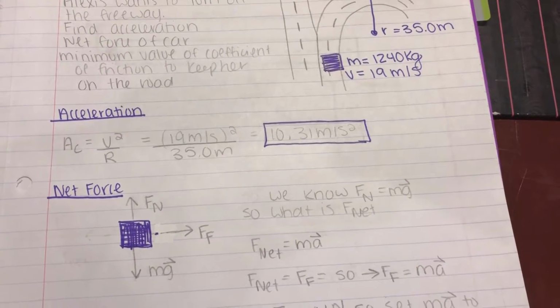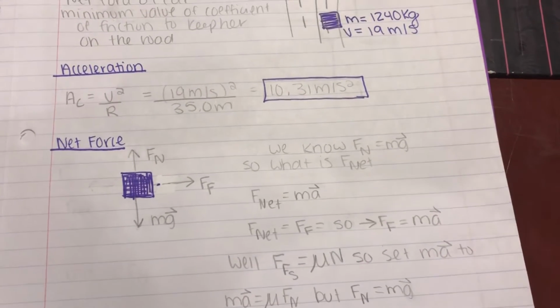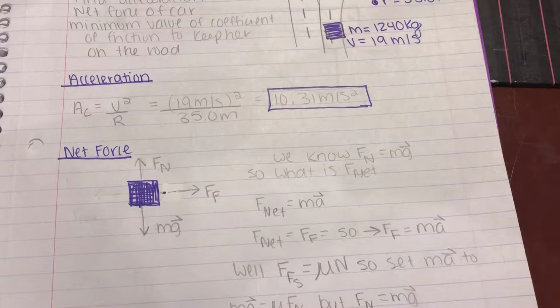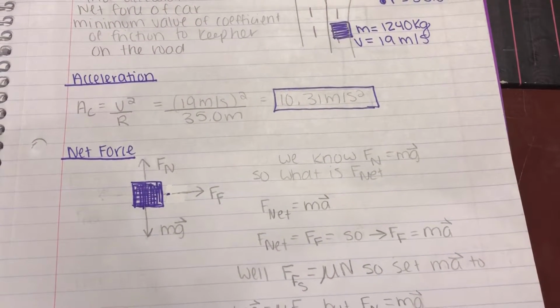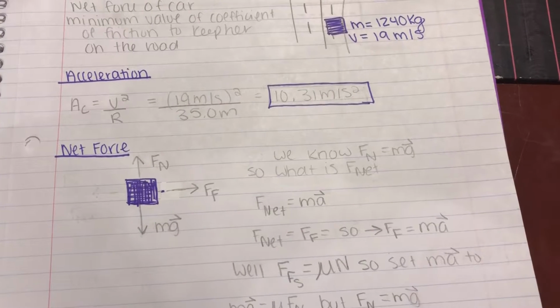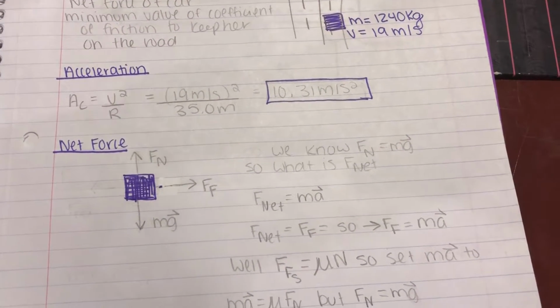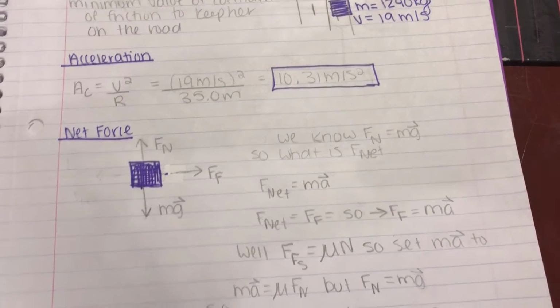Now we're going to draw our force body diagram. So we have her car, and we know that the two main forces are the normal force going up, which is perpendicular, and mg. Then we also have the force of friction, which is going towards the inside of the circle. Well, we know that the normal force is going to be equal to mg.